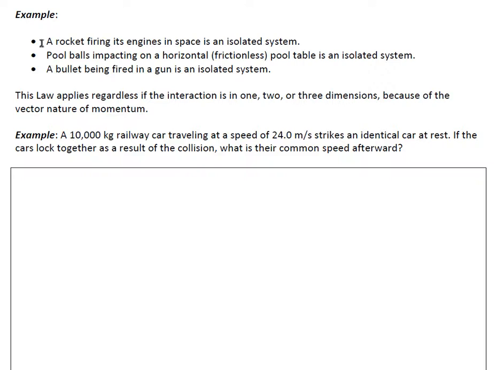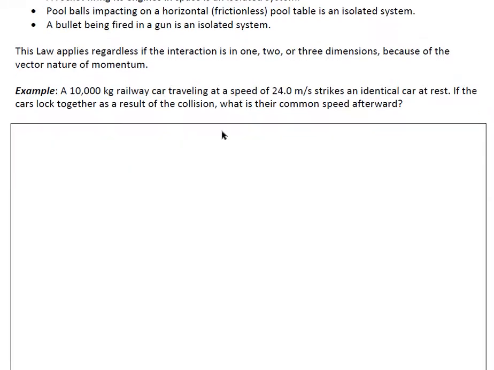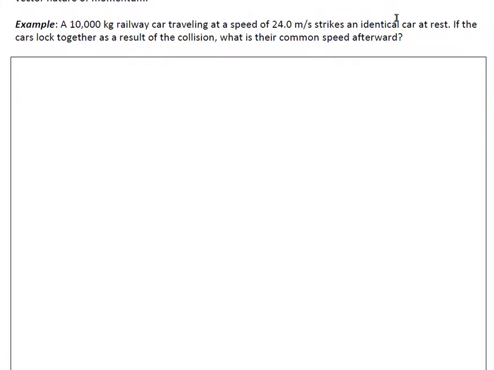So we have a 10,000 kilogram railway car traveling at a speed of 24 meters per second strikes an identical car at rest. If the cars lock together as a result of the collision, what is their common speed afterwards?